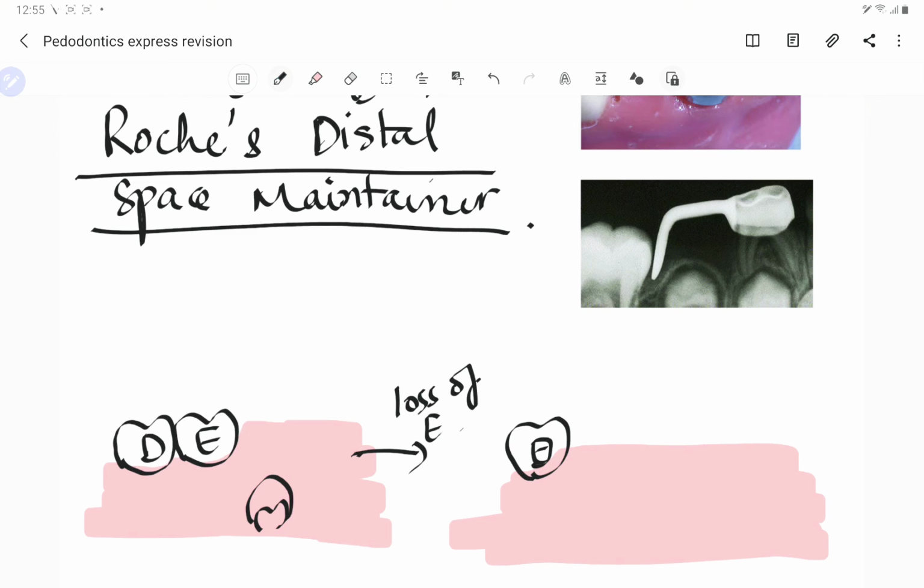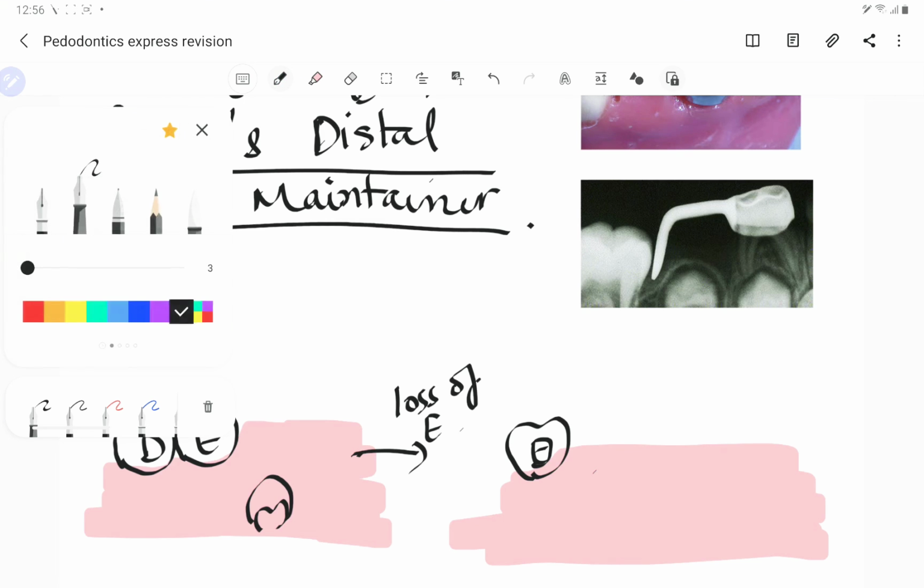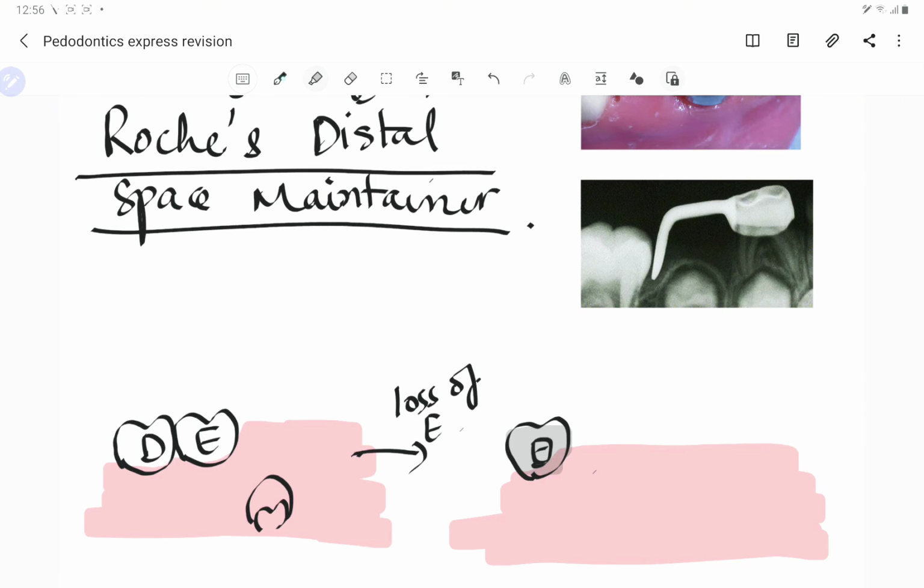Now we know that when the 6 is erupting, it will drift mesially. We do not want this to happen. We want to maintain the space this time. So what do we do in order to maintain the space for the first permanent molar after the eruption, after the loss of the second primary molar? We are going to maintain this space, and how do we do this? We are going to put a band at the D, and then, guys, make a loop which is going inside the gingiva.